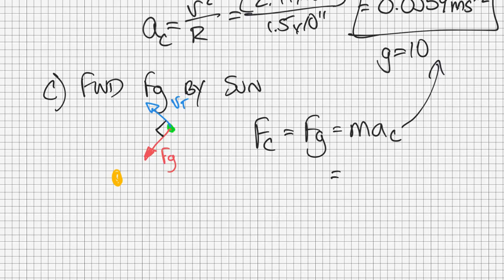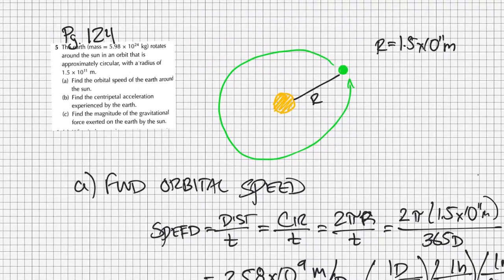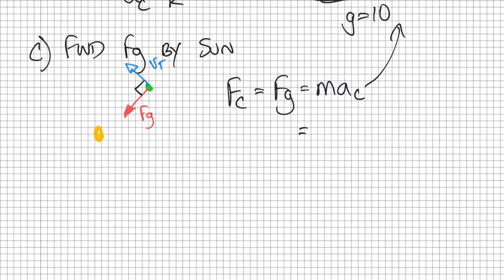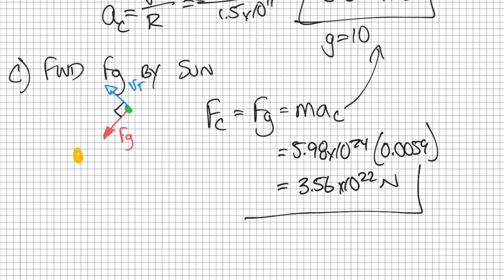So we're going to take our acceleration we just solved for up here, and we'll multiply it by the mass of the Earth, which was a big number of 5.98 times 10 to the 24 kilograms times 0.0059 meters per second squared. And I'm going to get a value of 3.56 times 10 to the 22 newtons. So a big force pulling on the Earth due to the sun.